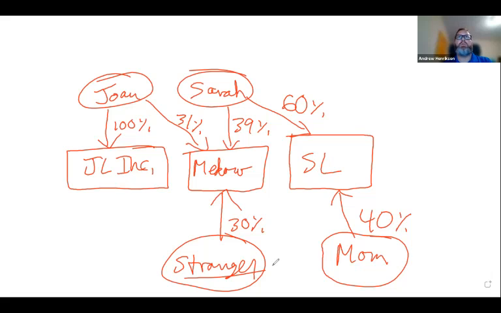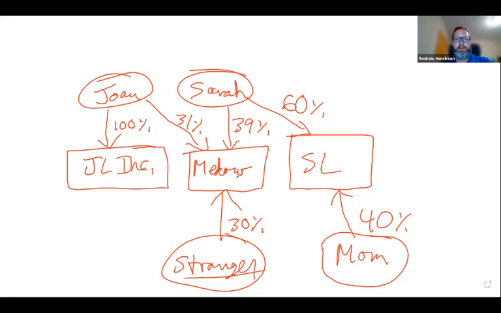Let me double check. Joan, 100% of JL, 31% of Meadow. Sarah owns 60% of SL, 40% owned by the mom. Sarah also owns 39% of Meadow, and the remaining, by math, 30% of Meadow is a stranger, aka unrelated.